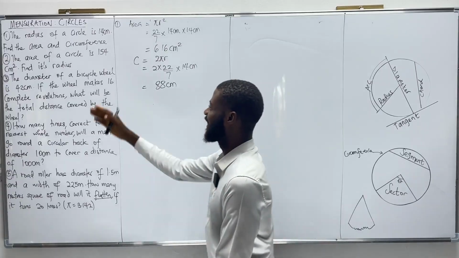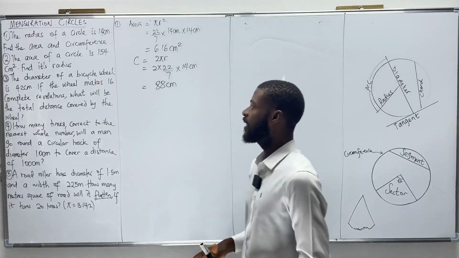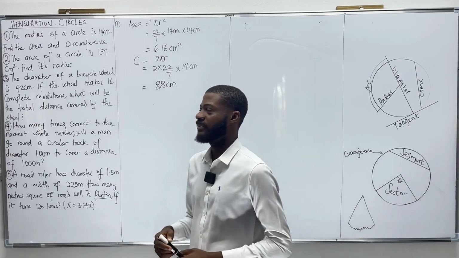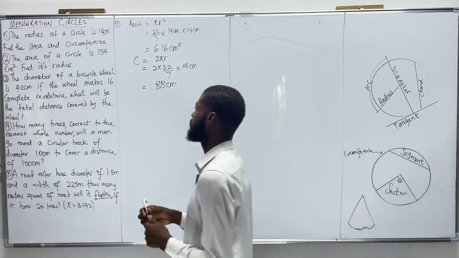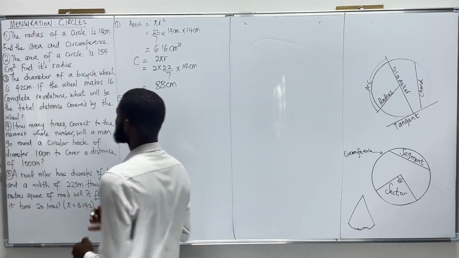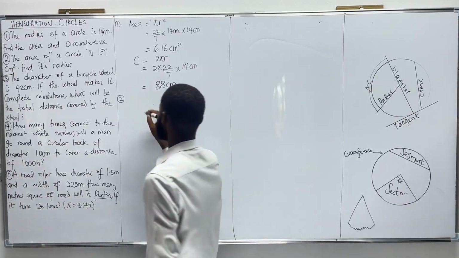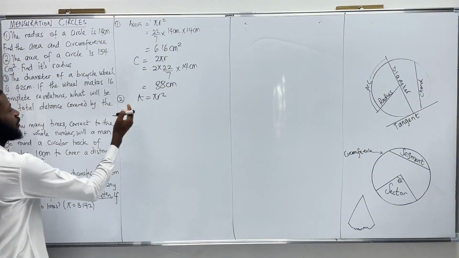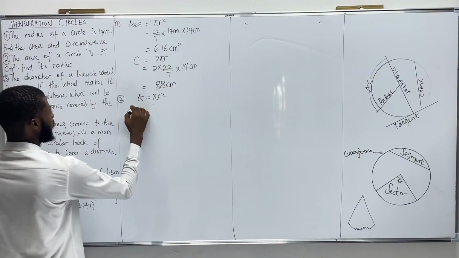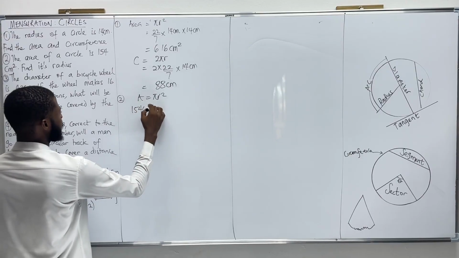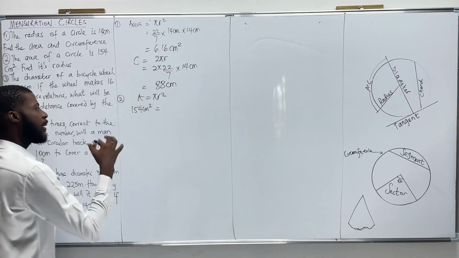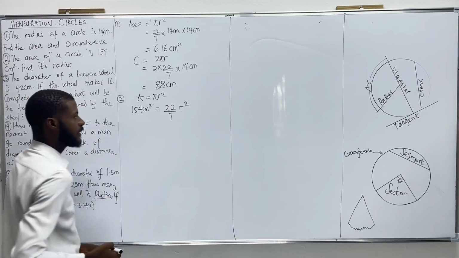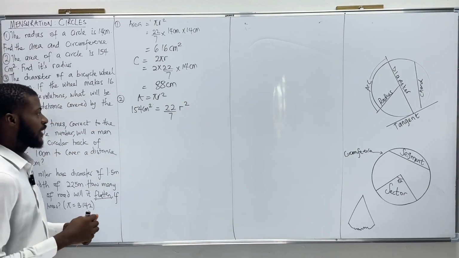Okay, question 2. The area of a circle is 154 centimeters squared. Find the radius. Okay, we know that area is pi r squared. So in this case, area is 154 centimeters squared. Then our pi is 22/7, and then r squared.